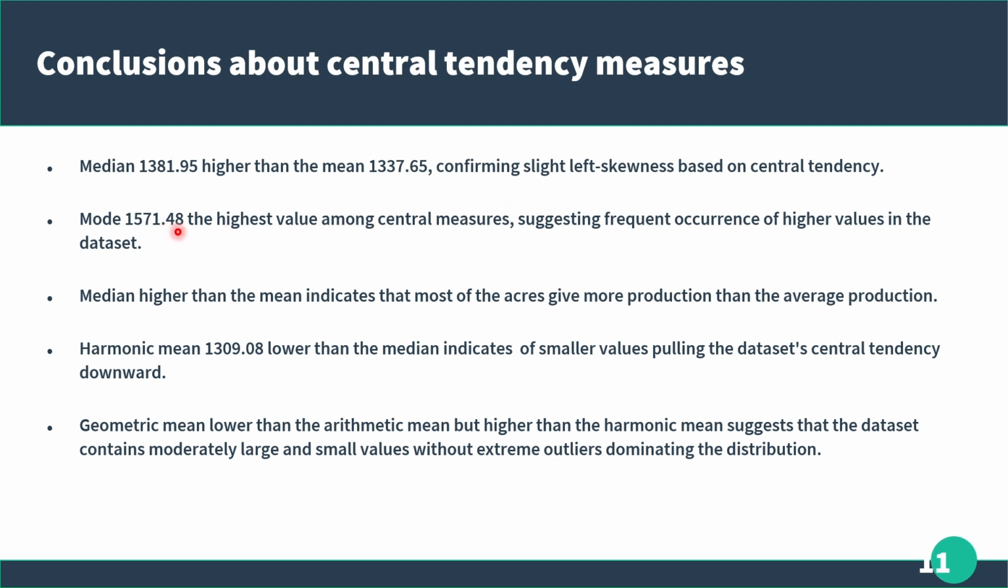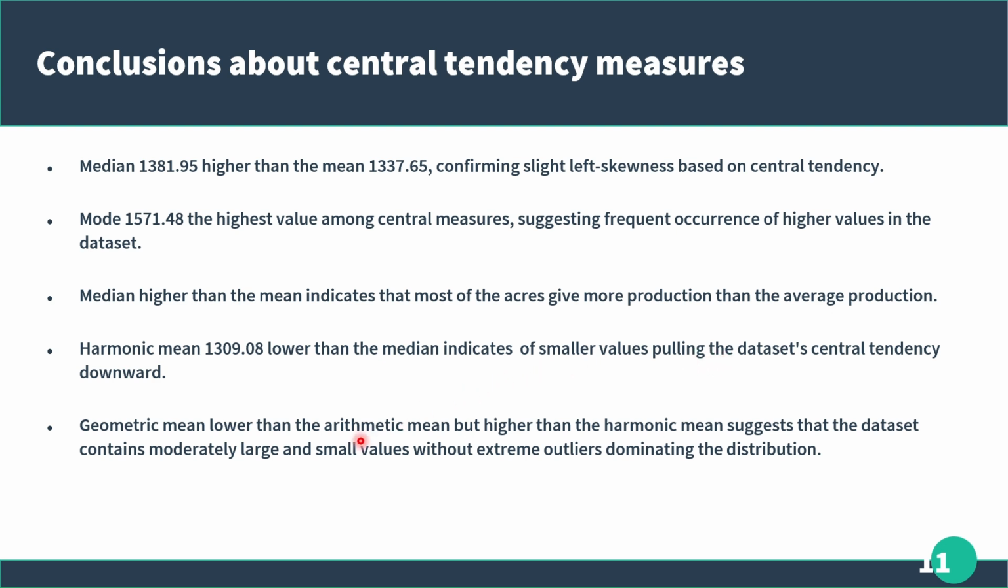Mode is 1571.48, which suggests the frequent occurrence of the higher values in the dataset. Median higher than the mean indicates that most of the acres give more production than the average production. Harmonic mean is 1309.08, which is lower than the median, indicating that the small values present in the dataset are moving the dataset's tendency downward.